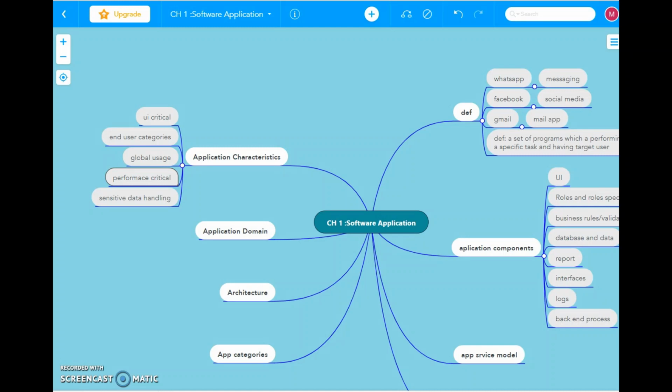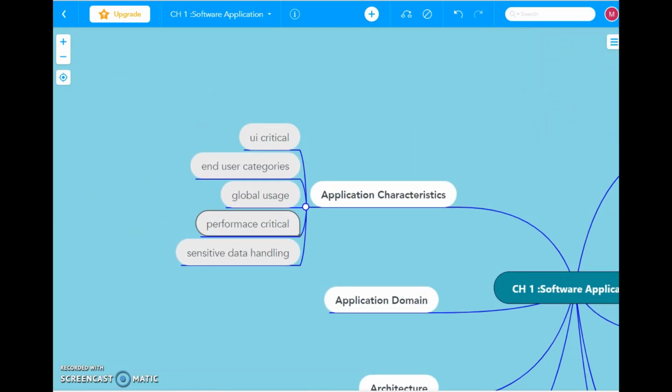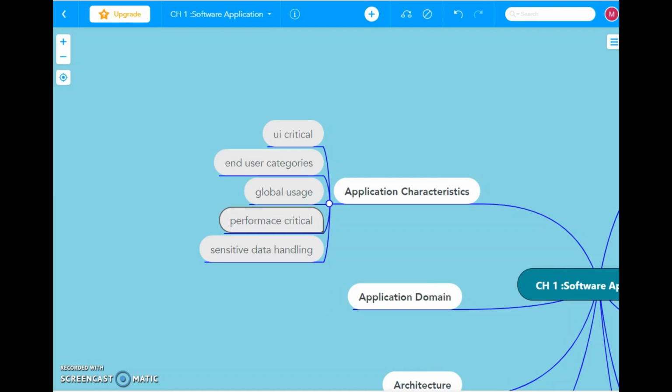Now the next is performance critical application. This means that for some applications there is a need of immediate reaction to user action. Let's say some people are using share trading applications. These are very important applications wherein whenever the user purchases or sells a particular share or stock, there has to be an immediate reaction from the application. If it takes some time, that may cause huge losses. Or a banking application for that matter. These are performance critical applications where the performance of the application is very important.